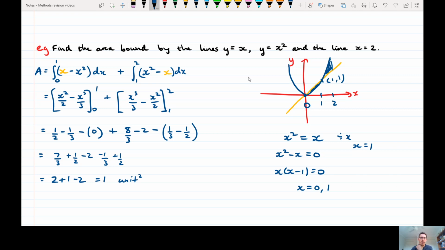So the key, remember, is to find the top function and subtract the bottom function. Just to clarify, these two here go together, and these two here go together. And that is how you find the area between 2 curves.